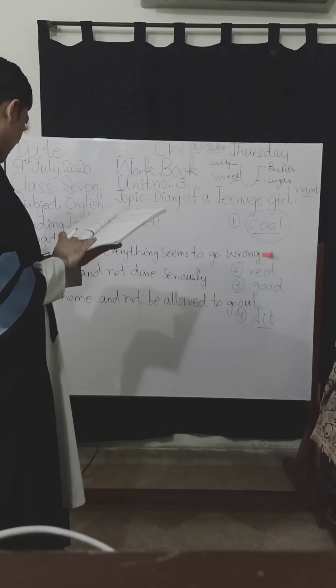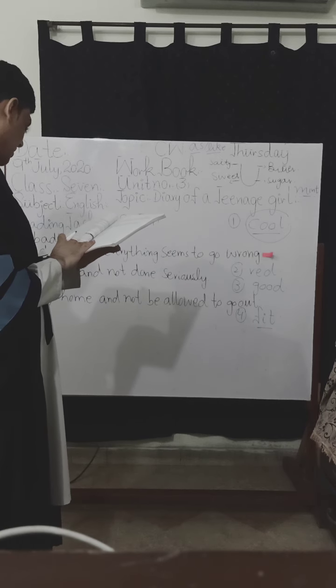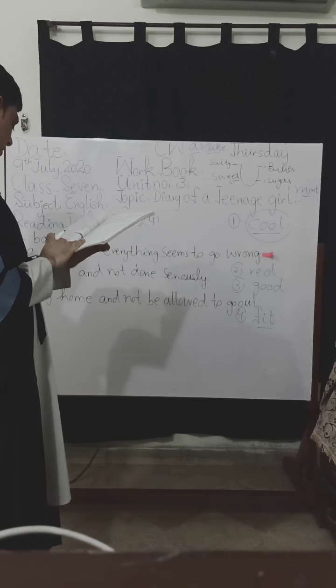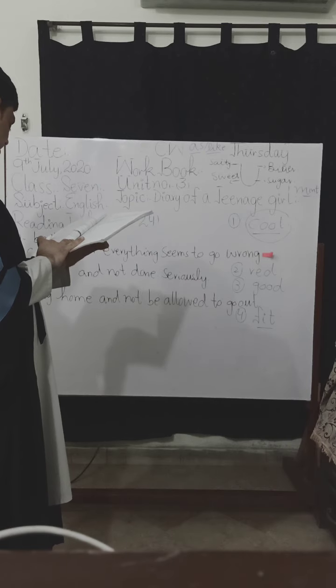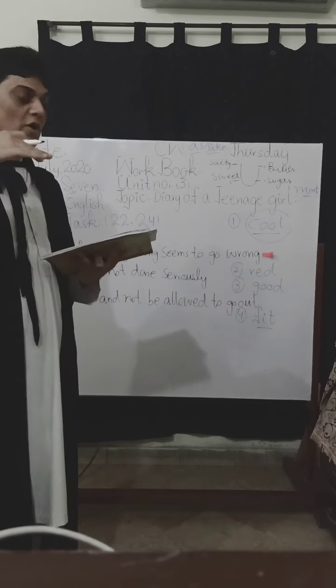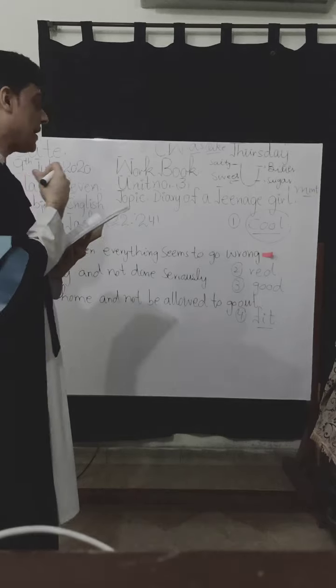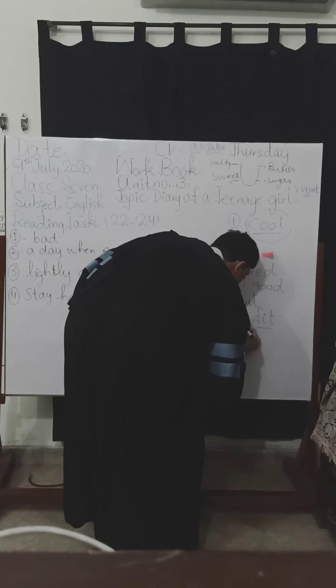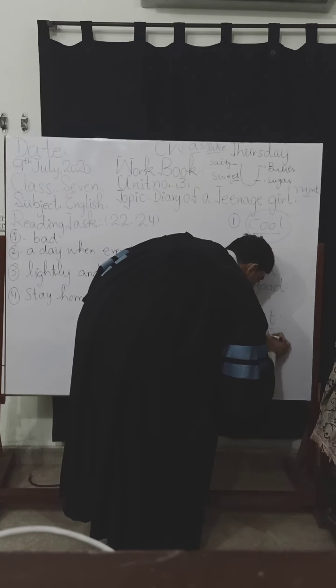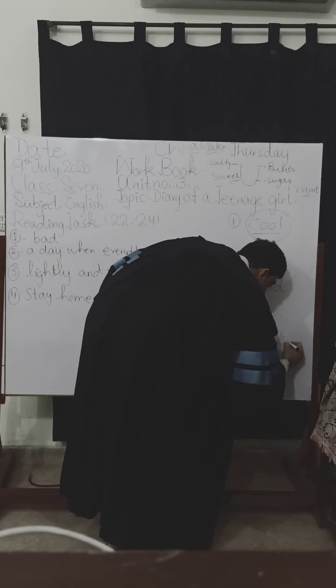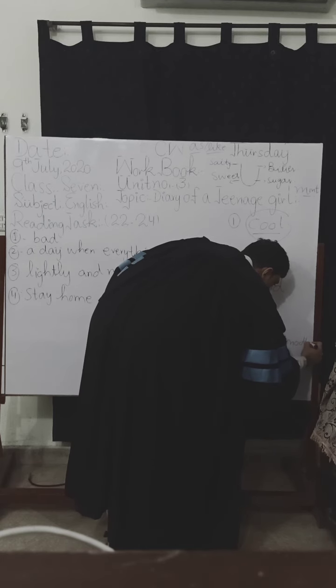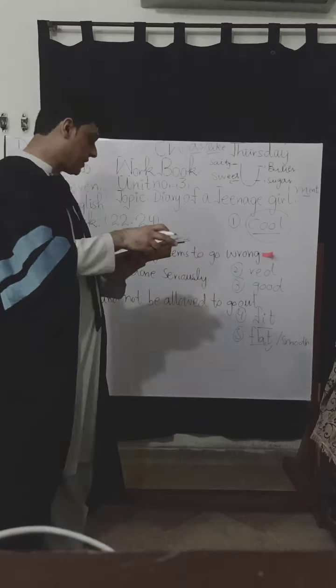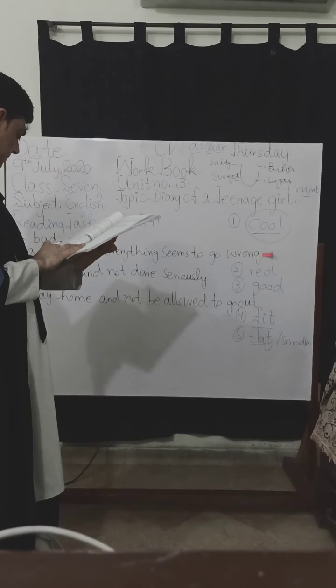Okay, number five. Around here, the countryside is as a pancake. A pancake is smooth in form. So what will come? Flat, smooth. Both answers are right. Flat is fine, smooth is fine, plain, P-L-A-I-N, plain is also fine, but these answers are more capable, good, okay?